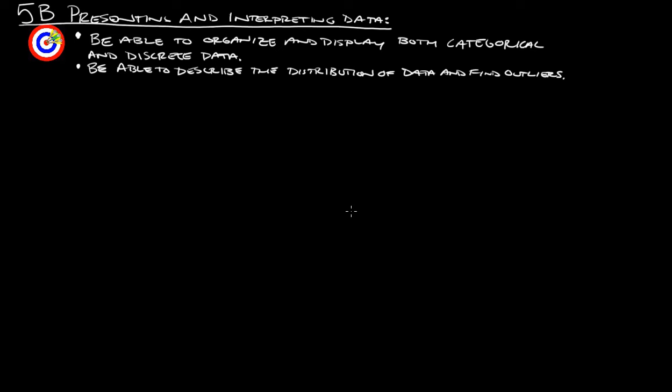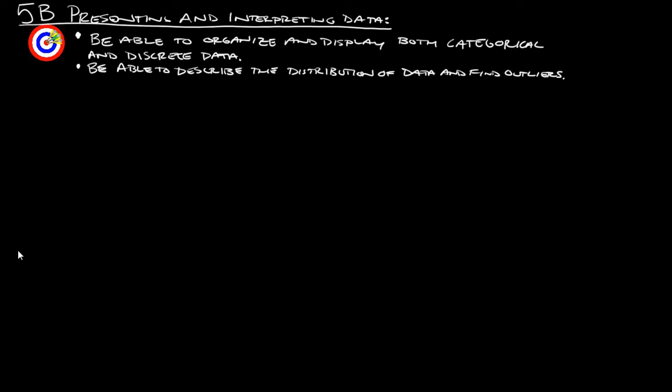I'm going to take you through the 5B notes on presenting and interpreting data. At the end of this, you should be able to organize and display both categorical and discrete data, and also describe the distribution of data and find outliers. All right, so let's jump into what this all means.